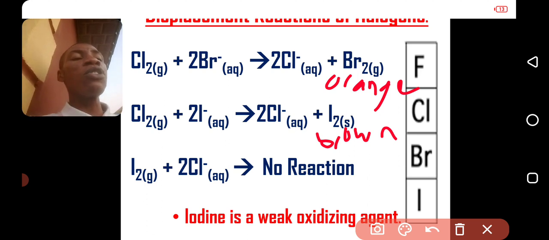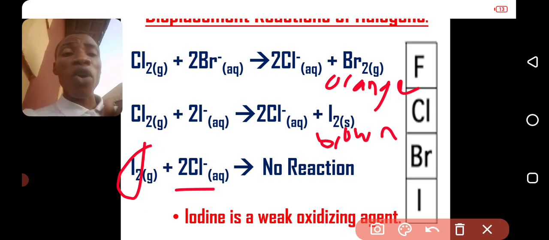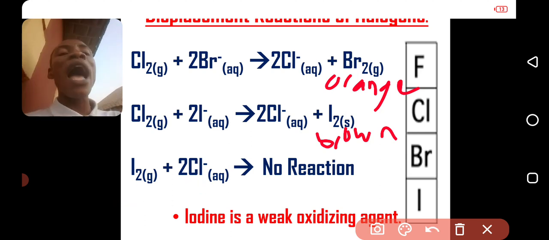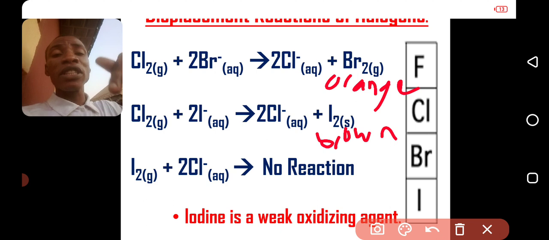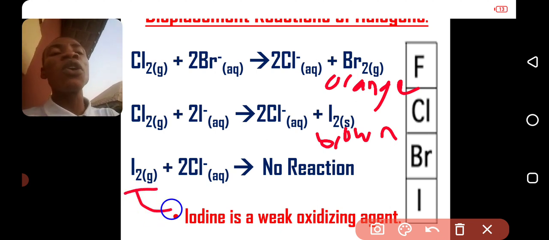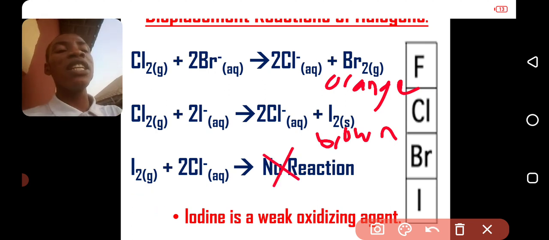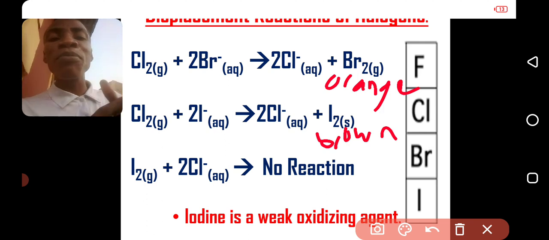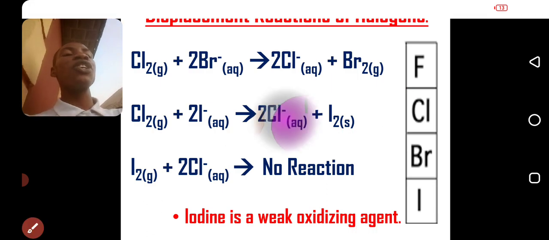But if you want to react iodine with a sort of chlorine, this would not work, because iodine is less reactive than chlorine. So iodine cannot displace chlorine. See, chlorine is existing here as Cl minus. That means it's a salt that contains chlorine. So iodine cannot react with a salt of chlorine to displace chlorine. So that is why there will be no reaction in this place. That reaction is not feasible, not possible, not spontaneous. So that is why you see no reaction in that place.